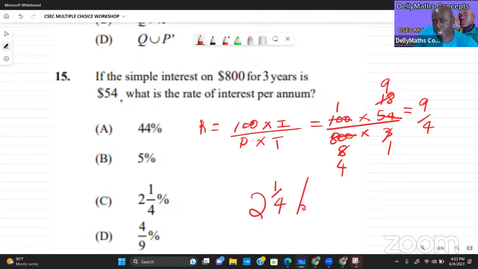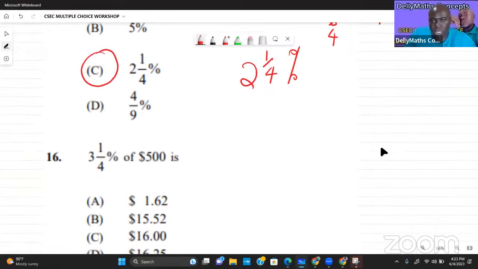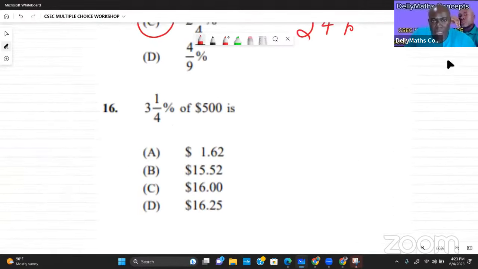This is the percentage then. So you could see that they would try to trick you if you're not looking and paying keen attention to the details of what you're doing. You might be picking the wrong answer. All right. So don't work out your problems nicely and then throw away the answer because you're not looking.